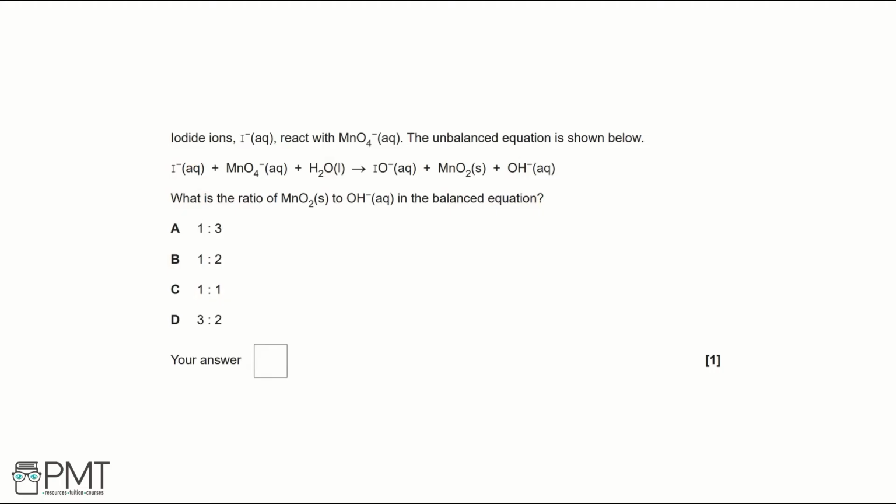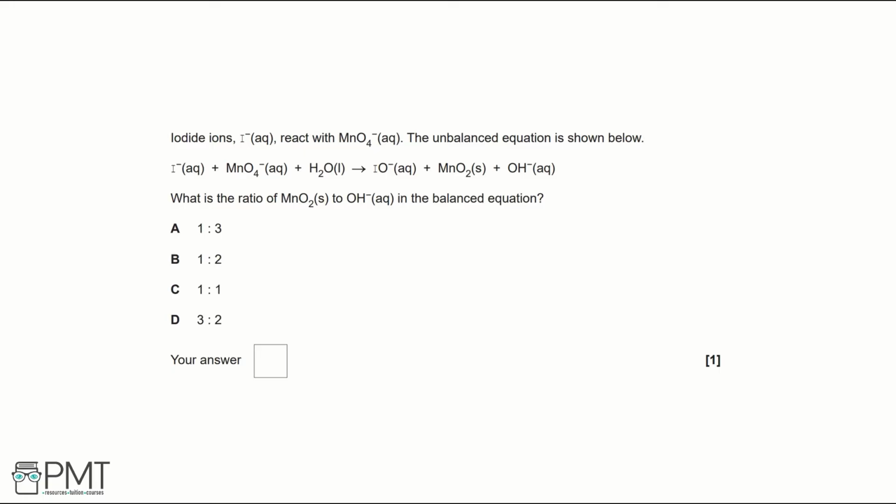Iodide ions, I- aqueous, react with MnO4- aqueous. The unbalanced equation is shown below. What is the ratio of MnO2 solid to OH- aqueous in the balanced equation? A, 1:3, B, 1:2, C, 1:1, or D, 3:2?